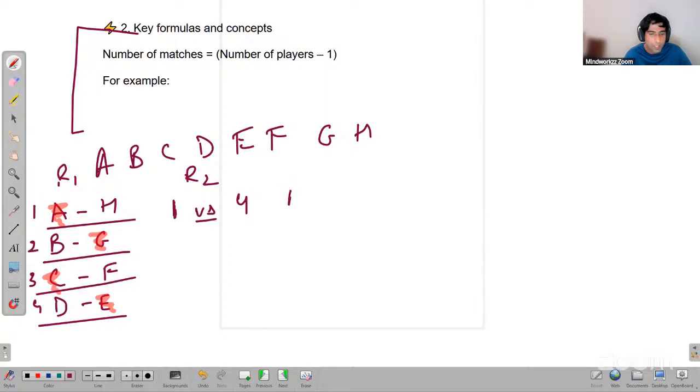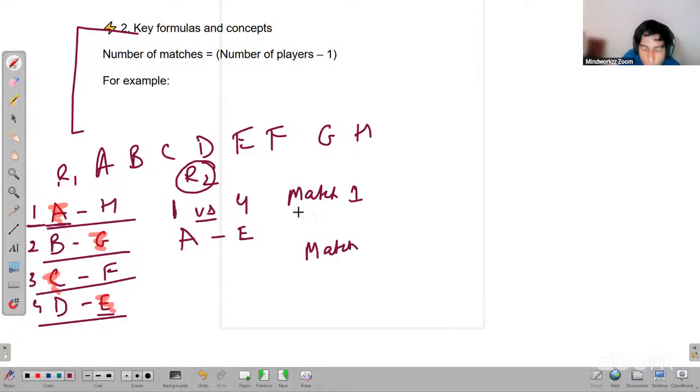So match one of round two is going to be against the person who wins the first match, whoever wins again, versus the guy who wins the fourth match. So in our example, A is going to play with E, because A won the first match and E won the fourth match. Similarly, match two.